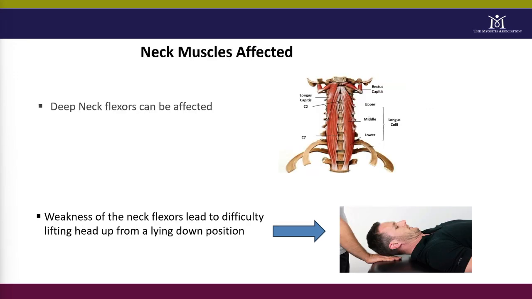So the deep neck flexors can also be affected in myositis. These are the group of muscles located in the front of your neck that are crucial for stabilizing and moving the cervical spine. They stabilize your neck, which is essential for maintaining proper posture and alignment of your head and neck. So when myositis affects these muscles, you might struggle with lifting your head from a lying down position, like getting up or getting out of bed. It can also contribute to poor posture, such as a forward head posture, which can put excess strain on your upper back and shoulders, which can lead to pain and discomfort.